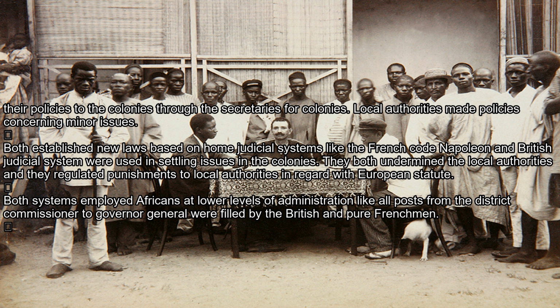Both established new laws based on home judicial systems, like the French Code Napoleon, and the British judicial system was used in settling issues in the colonies. They both undermined the local authorities, and they regulated punishments to local authorities in regard to European statute.